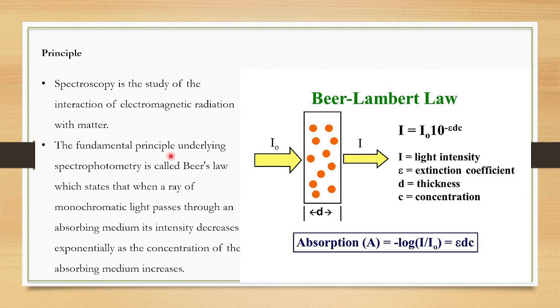So the fundamental principle underlying spectrophotometry is called Beer's law, which states that when a ray of monochromatic light passes through an absorbing medium, its intensity decreases exponentially as the concentration of the absorbing medium increases.